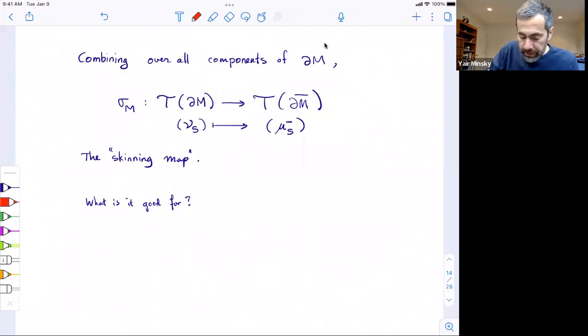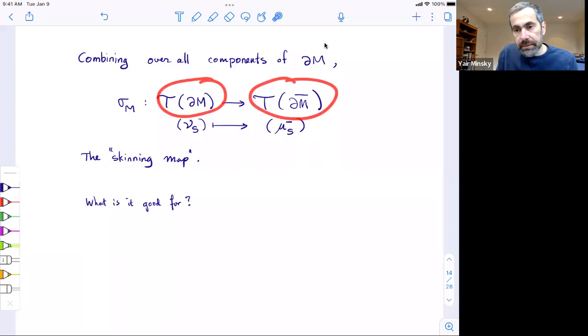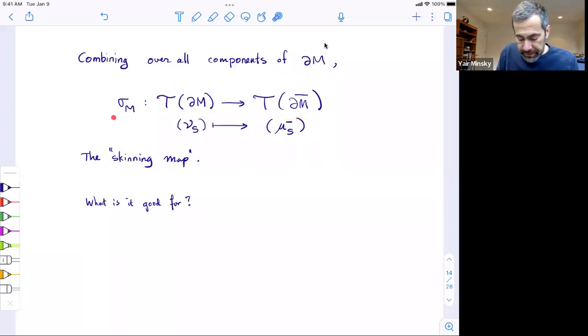More specifically, if you combine over all the components of the boundary of M, then you get a big map that takes a point in the Teichmüller space of the boundary, mu S, and replaces it with all the mu S minuses for all the S's in the boundary. So you'll note that these are the same dimension, Teichmüller space. And that's the map, that's the skinning map.